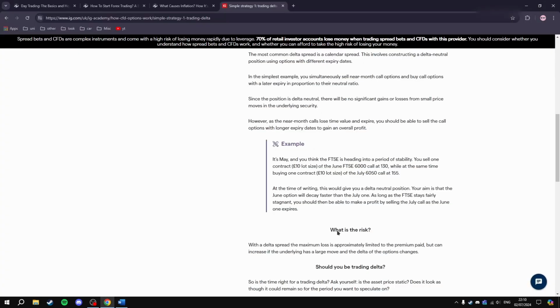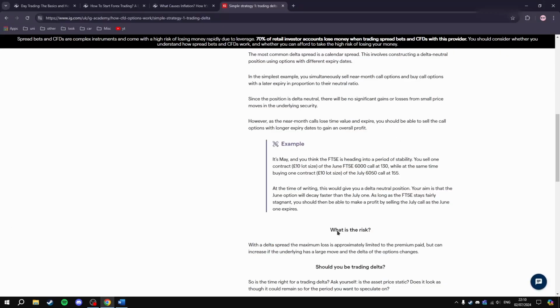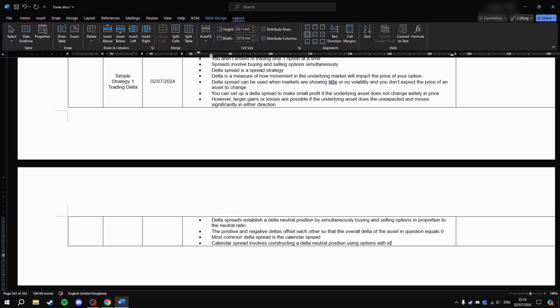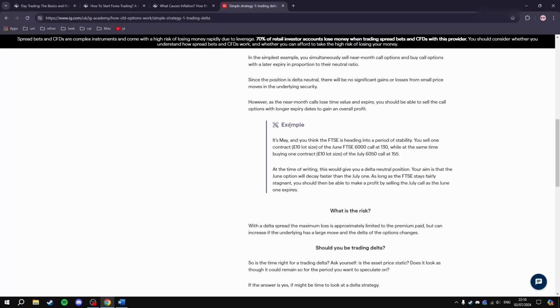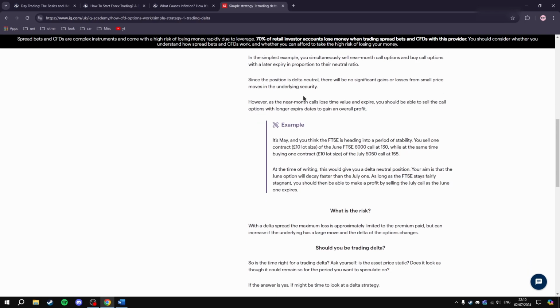Calendar spread involves constructing a delta neutral position using options with different expiry dates. In the simplest example, you simultaneously sell near month call options and buy call options with a later expiry date in proportion to the neutral ratio.